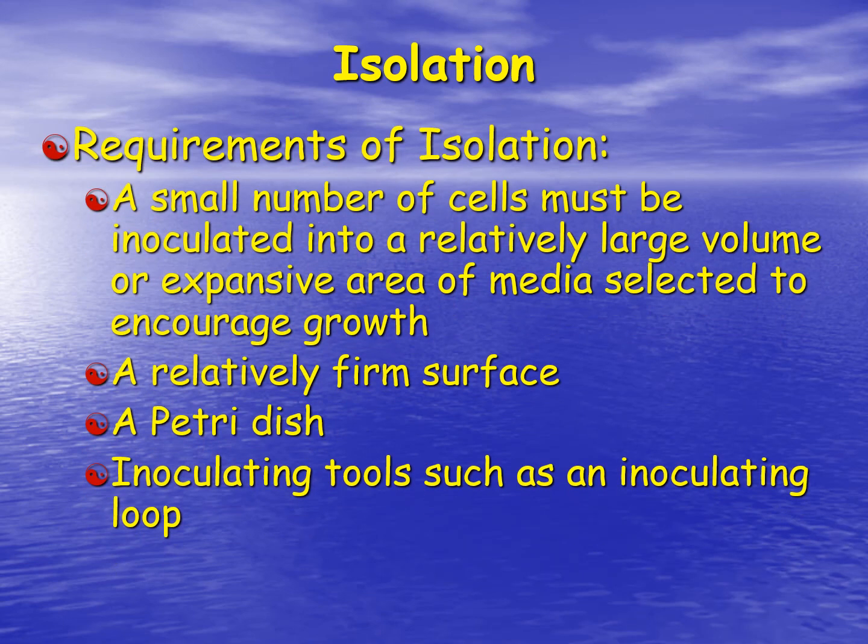Requirements of isolation. We first of all need a small number of cells that must be inoculated into a relatively large volume or expansive area of the media selected to encourage growth. It usually needs to be a relatively firm surface, such as an agar in a petri dish, and inoculating tools such as inoculating loops or spreaders will be utilized.